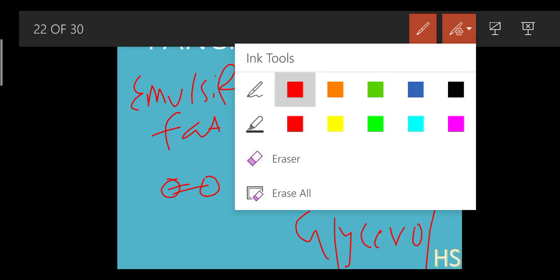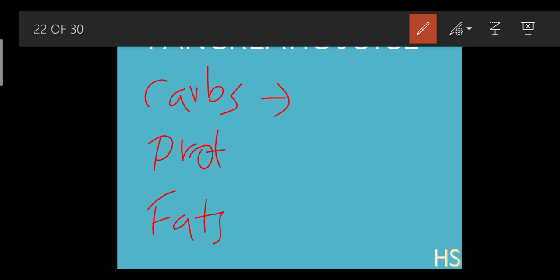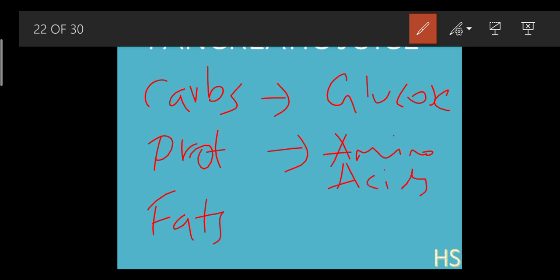See, first understand carbs, proteins, fats. The smaller parts of the carbs are glucose. The smaller parts of the proteins are the amino acids, and the smaller parts of the fats are the fatty acids or glycerol.